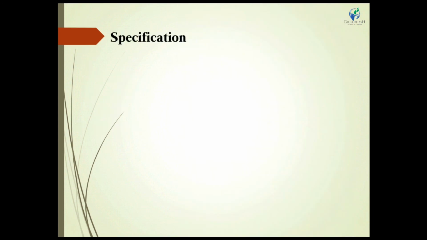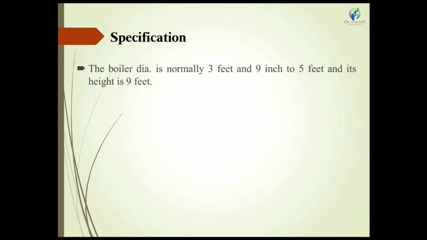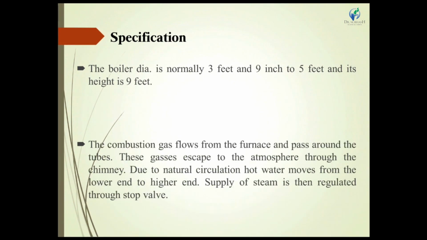Specification of the simple vertical boiler. The boiler diameter is normally 3 feet 9 inches to 5 feet and the height is 9 feet. This is a very small type of boiler. The combustion gas flows from the furnace and passes around the tubes. This is the way the flue gases are rejected to the atmosphere. These gases escape to the atmosphere through the chimney.